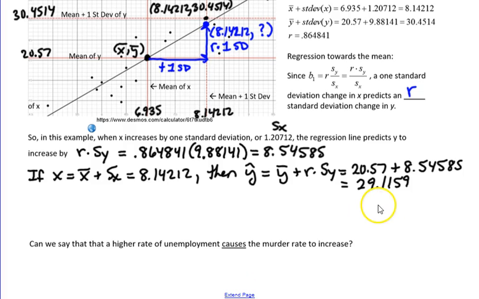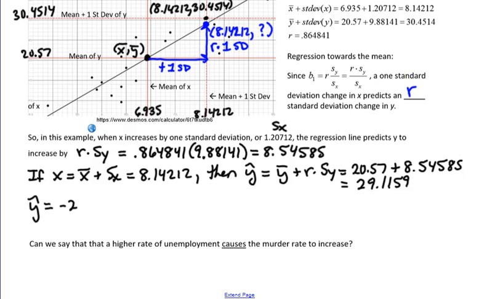Now, let's double check. That's what we say the predicted y should be based on what's called regression towards the mean. In other words, the y value is closer to the mean of y than the x value is to the mean of x in terms of standard deviation. That's what regression towards the mean means. So now let's use our actual regression equation.